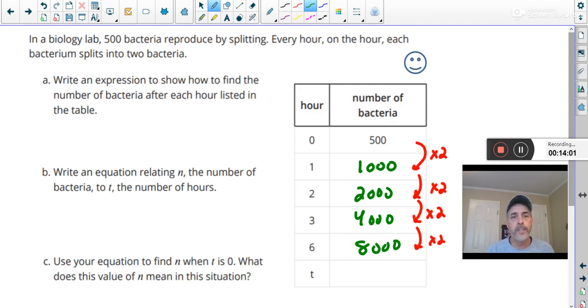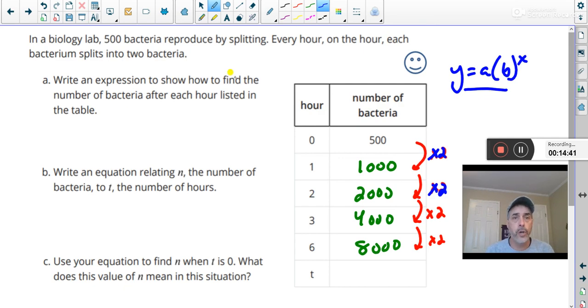Okay, this says write an expression to show how to find the number of bacteria after each hour listed in the table. Well, after each hour, I would want to use y equals a times b to the x power. Anytime we have this repeated multiplication, that is our signal to use exponential functions. This repeated multiplication means we're in that world of exponentials.